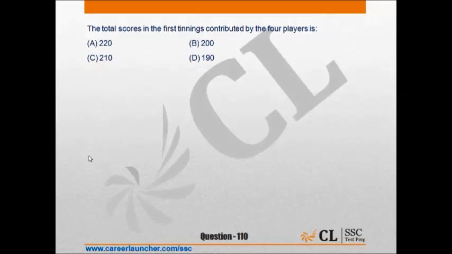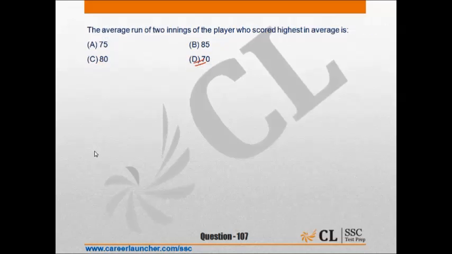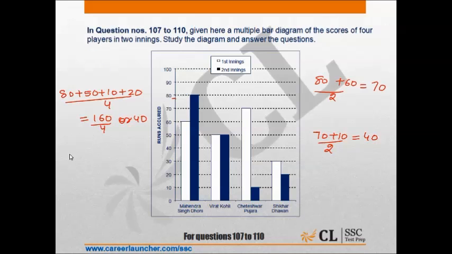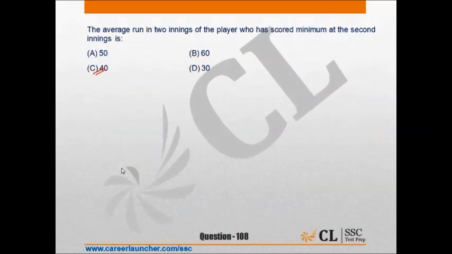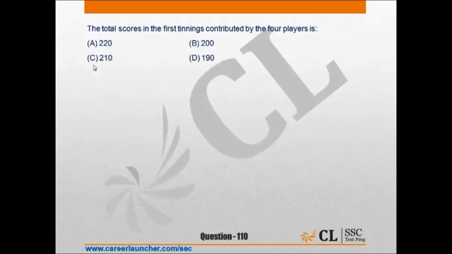Coming to the next question, the total scores in the first innings contributed by the 4 players is. So the total of the scores is 60 plus 50 plus 70 plus 30. This would come out as 210 runs. So in this question the correct option is option C.